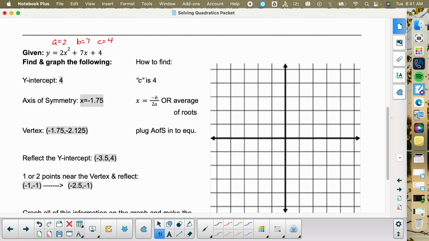All right, first thing we're going to try to find every single time is the y-intercept. The y-intercept is going to be the c value. So for ours, we figured out c was 4. Immediately I know the y-intercept is 4. Now there is a way to find the y-intercept, but I think it's easier for you to just know that it's always c. If c is missing, the y-intercept is 0.